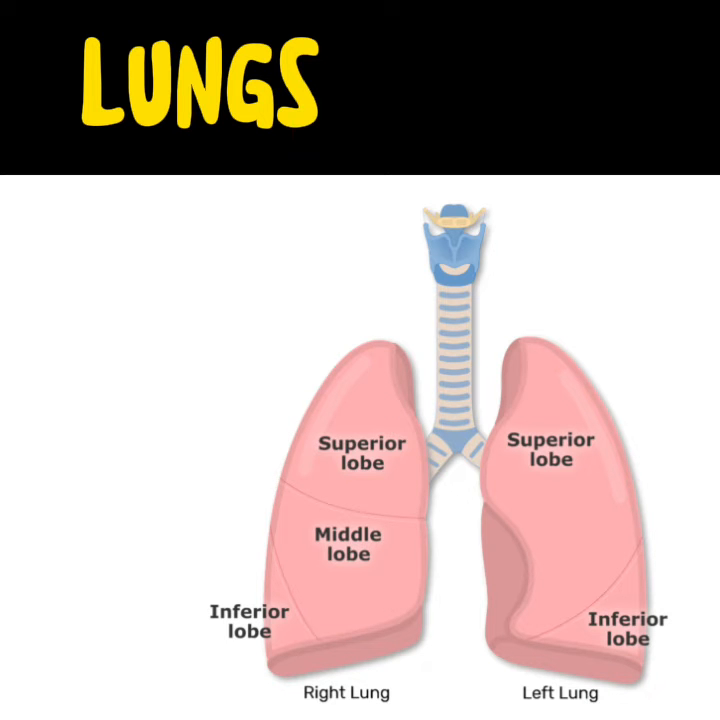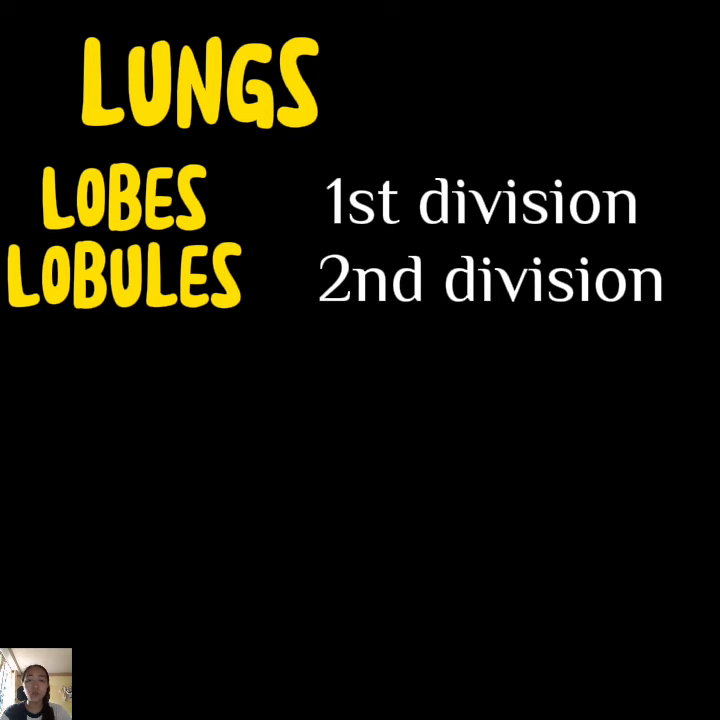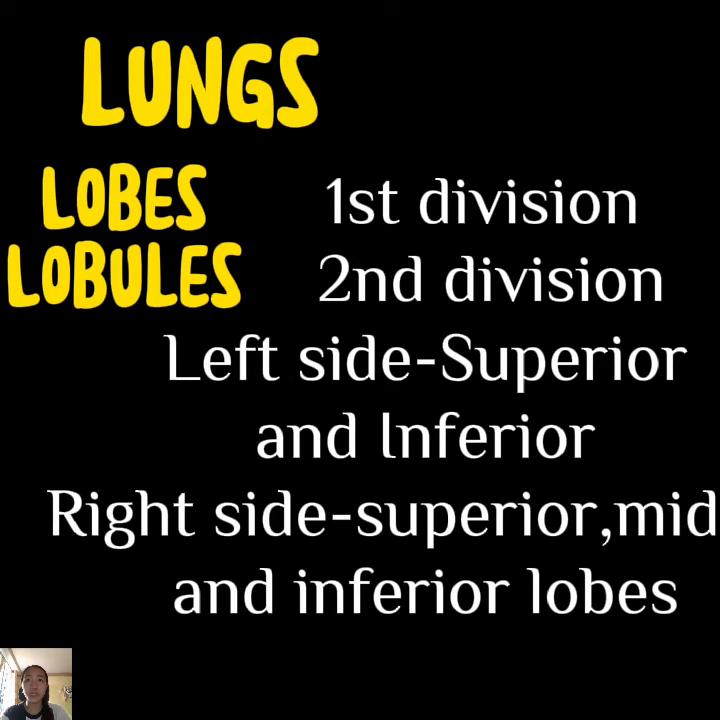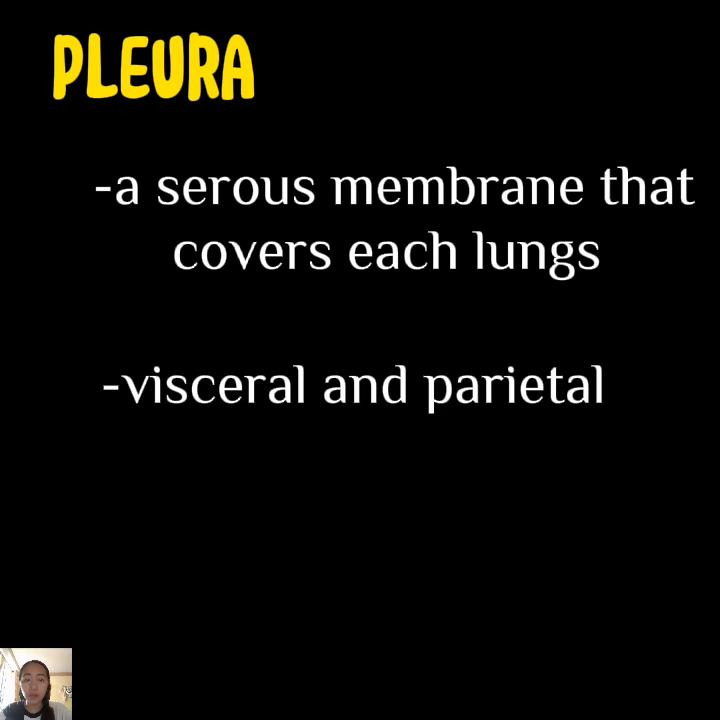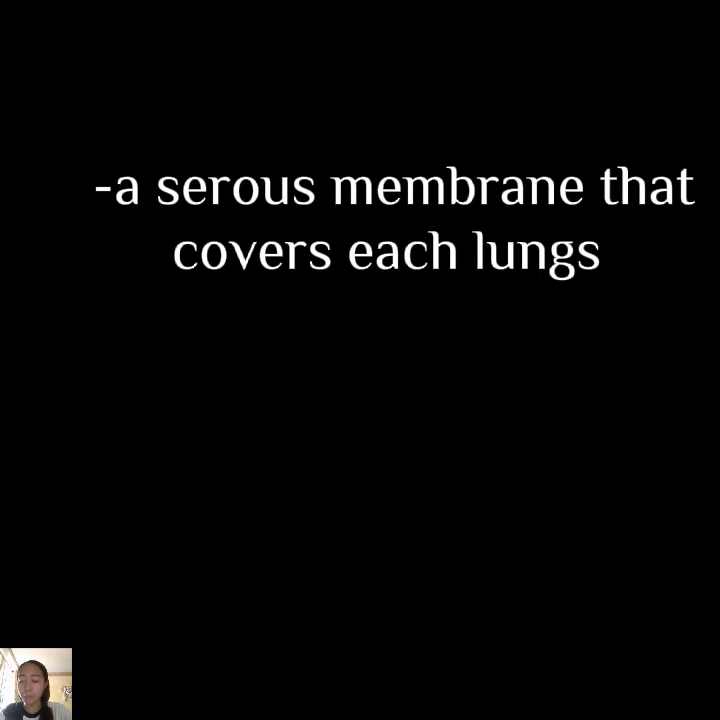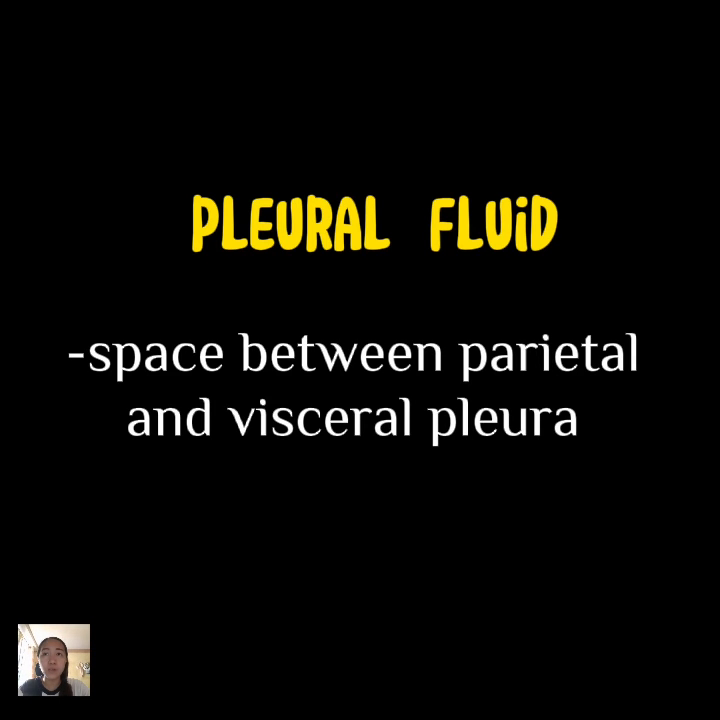Next is the lungs. They are divided into two divisions, the lobes and the lobules. The lobes are the first division and the lobules the secondary division. The left side has superior and inferior lobes, and the right side has superior, middle, and inferior lobes. We also have the pleura, a serous membrane that covers each lung. It has visceral and parietal pleura. Then we have the pleural fluid, which is found in the space between the visceral and the parietal pleura.